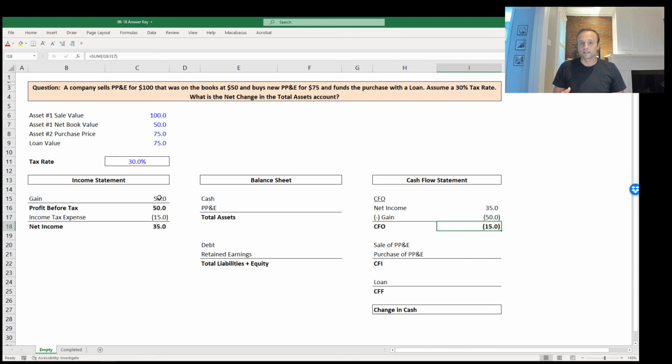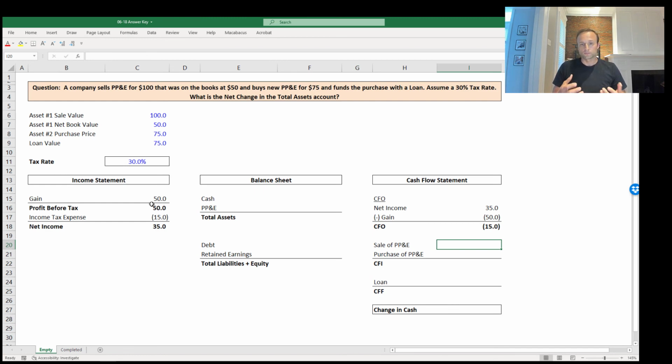It's not a coincidence that it's negative 15. If we look over at our income tax expense over on the left-hand side, we can see that that was just the tax liability. So what we captured here is really the tax liability that we created as a result of selling this PP&E.